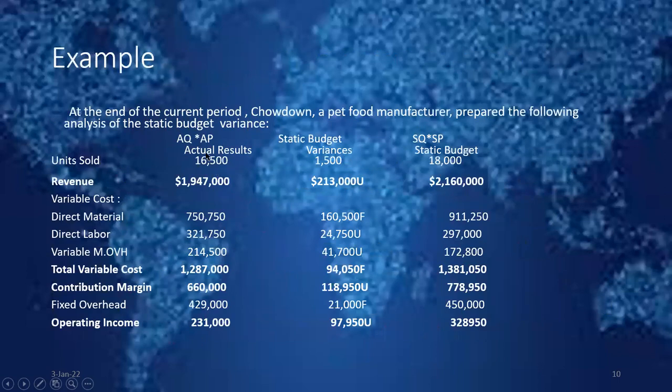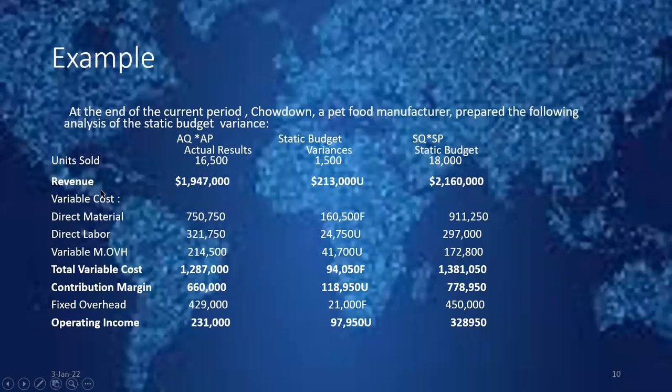Here we have data. This is our actual results. And here we have standard quantity into standard price. This is the static data, right? This is the budgeted data. So here you can see standard quantity into standard price. This is the static budget.